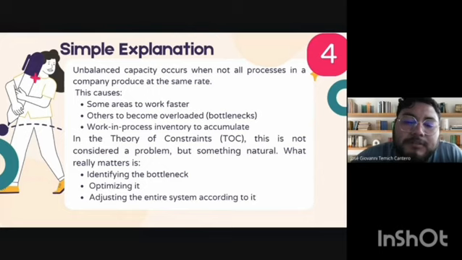Goldratt also posted some rules for scaling production. For example, the capacity of the system depends on the bottleneck. Time lost at the bottleneck affects the entire system, and production moves and synchronization with this principle help improve efficiency and reduce waste.